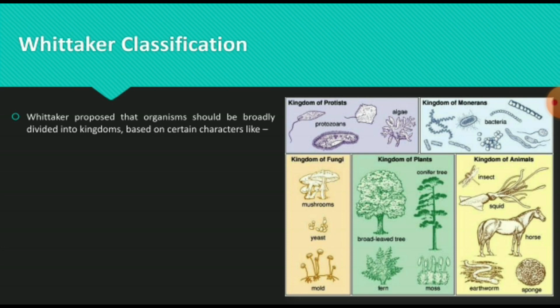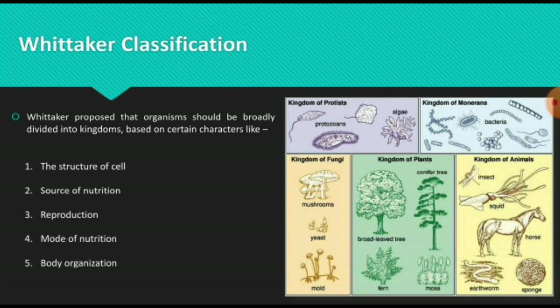Whittaker grouped the living organisms based on certain characters like structure of cell, source of nutrition and their reproduction, mode of nutrition, and organization of body. He considered all these characters and grouped the living organisms into five kingdoms.